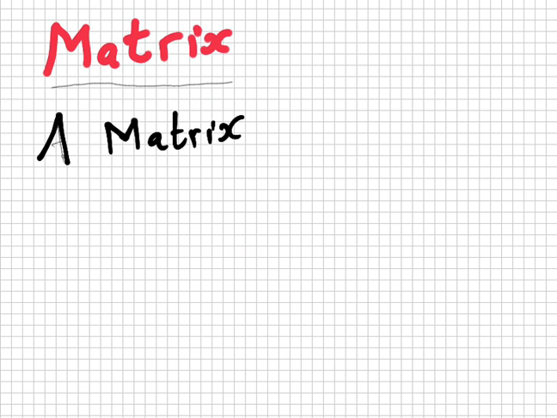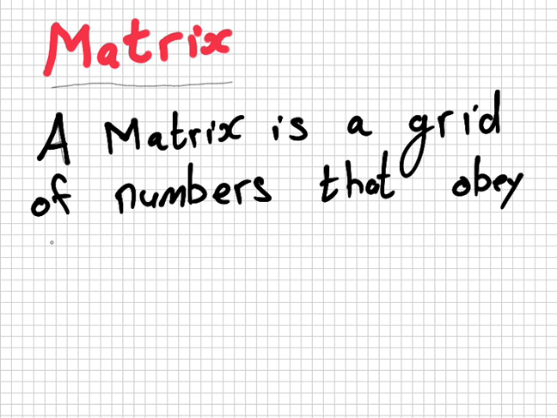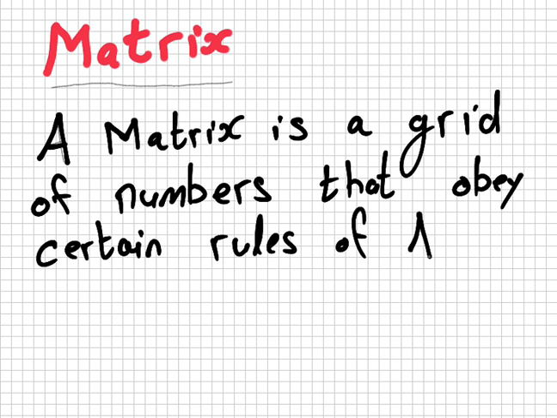Right, so what's a matrix? A matrix is a grid of numbers that obey certain rules of algebra. So that's kind of the simple definition.